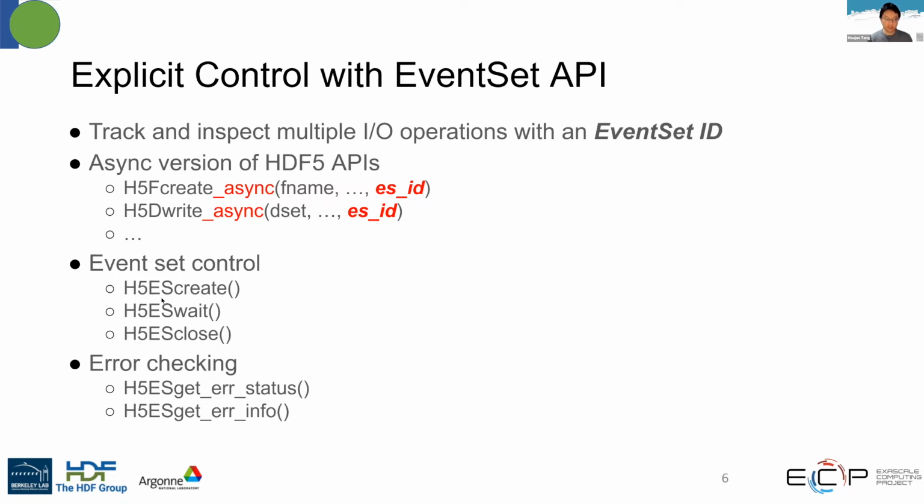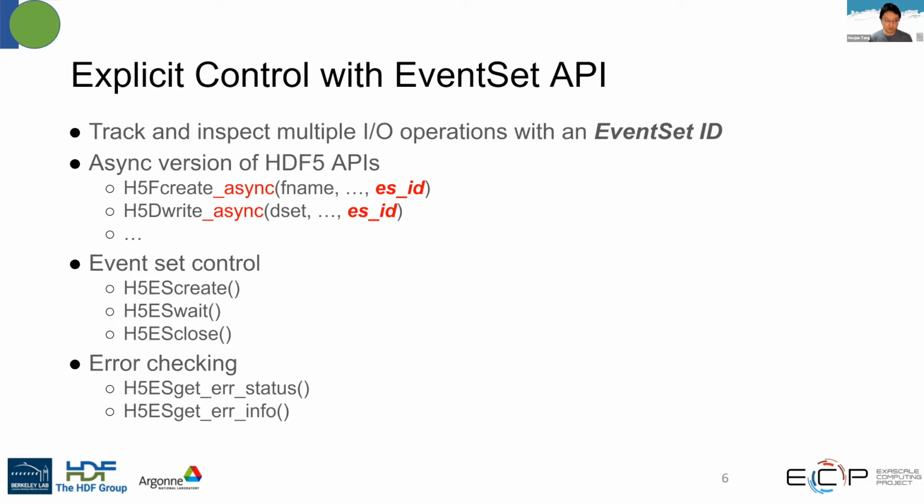For example, users need to create the event set first, and then associate that event set with one or more operations. And then if the user wants to wait, just like an MPI barrier, to guarantee that all the asynchronous operations have completed, they do this wait, and afterwards they do the ES close, just like all the HDF5 close routines.